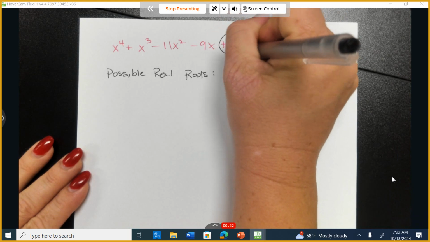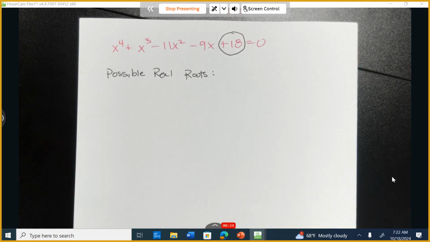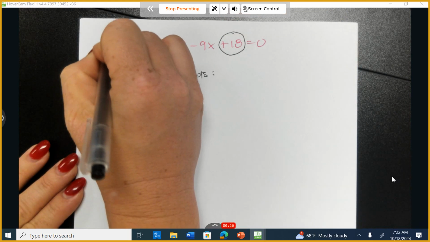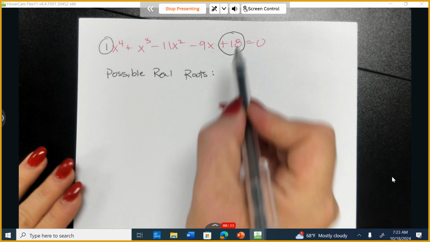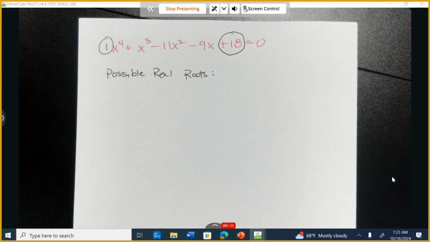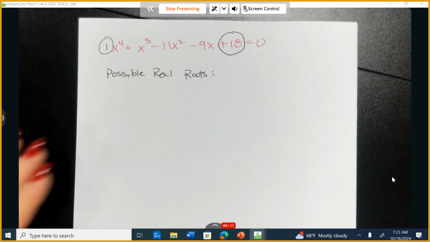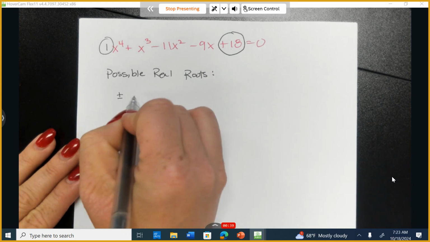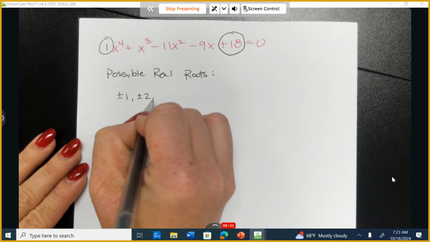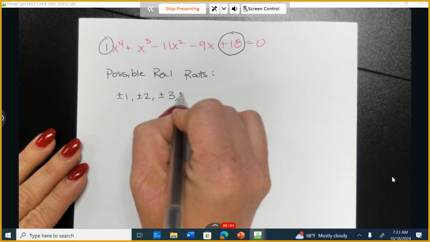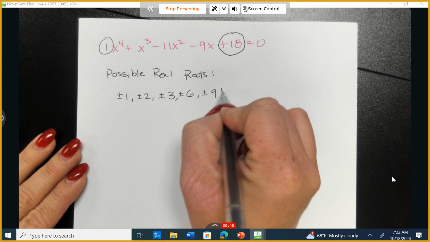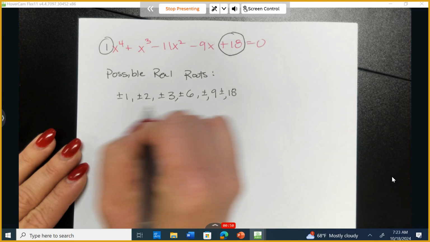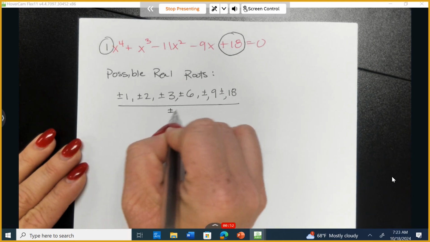As a reminder from yesterday, please circle the constant, the number in back that has no x, and please circle the leading coefficient. In this case, it is a hidden 1. What we're going to do is list all of the factors of 18, and that means what numbers nicely divide into 18, both positives and negatives. So positive 1, positive 2, 3 nicely divides, 4 and 5 do not, 6 divides into it, 7 and 8 don't, 9 does, and 18 does. All over positive or negative 1.